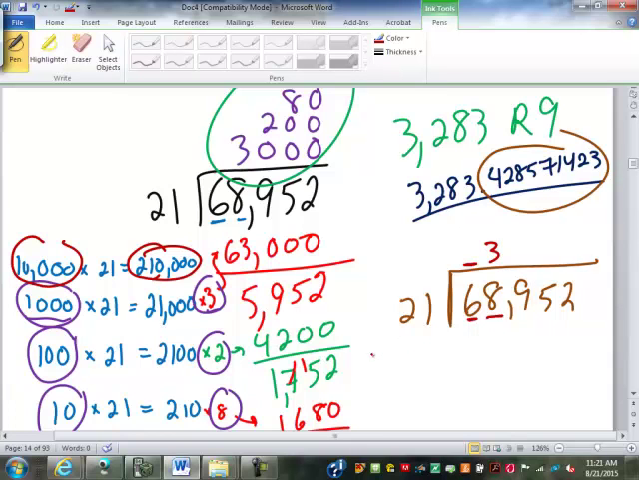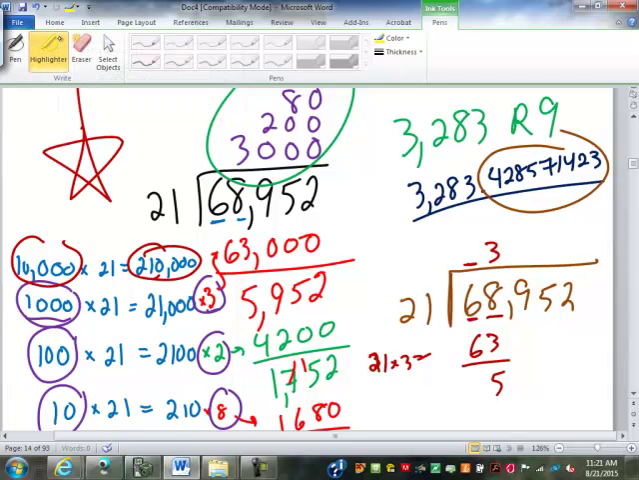Now, some of us were taught to do this. Others were just taught to do 3 times 21. But some of us were taught to do this. 21 times 3 is 63. And subtract to get 5. Well, what we just did there is exactly what we did over here. Take a peek. We got 3,000, 63,000, and the 5. Only over here, we just left out all the zeros.